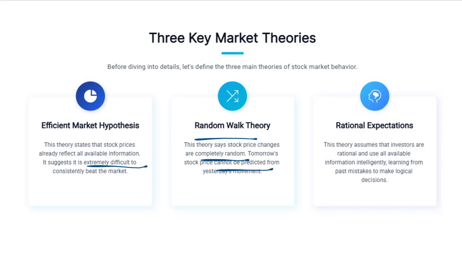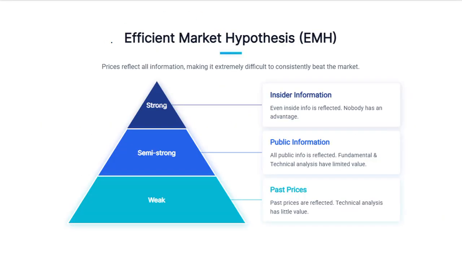And the third is rational expectation. This theory assumes that investors are rational and make decisions according to their knowledge and also their experience. The efficient market hypothesis has three forms: strong, semi-strong, and weak form.